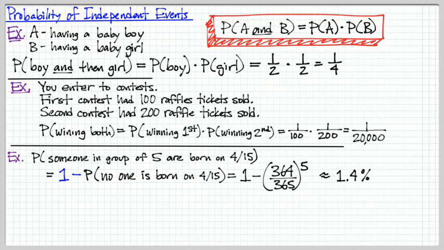So to think about that, we say, well, what's the probability of one person not being born on 4/15? There are 364 days other than 4/15 out of a total of 365, and then we raise that to the 5th power because there are 5 people in the group. So we can multiply each of the 5 probabilities. Probability of the first person not being born on 4/15, the probability of the second person not being born on 4/15, probability of the third person not being born on 4/15, and so on. So we raise that to the 5th power. 1 minus that is equal to 1.4%.